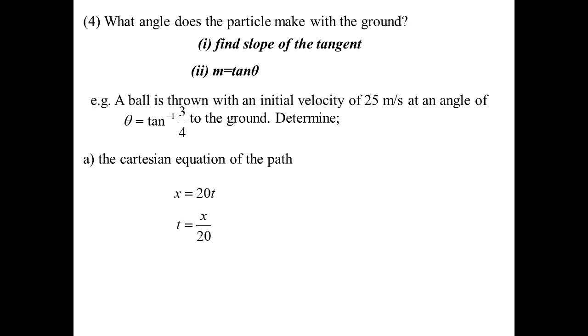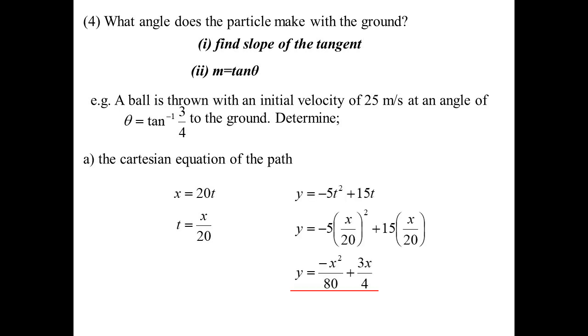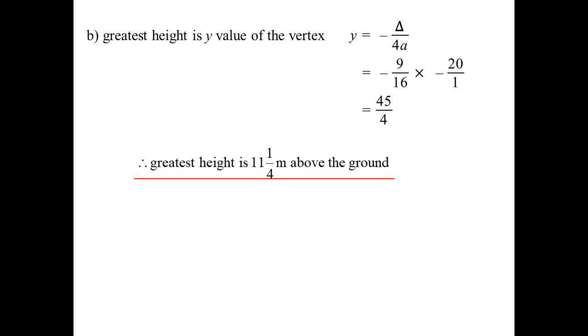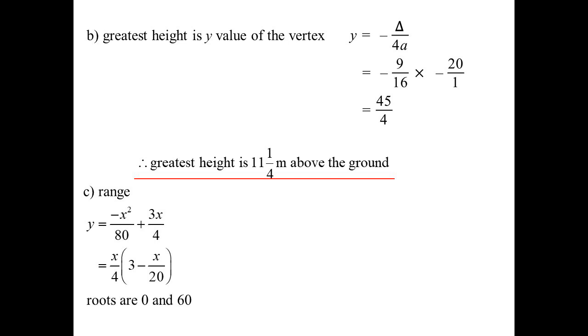We came up with x was 20t, so we'll make that t is x on 20, and we'll sub that into y, so the equation of the parabola is y equals minus x squared on 80 plus 3x on 4. So what is the greatest height then? Let's go and solve the problems from yesterday. Greatest height is the y value of the vertex, minus the discriminant on 4a, bang. 45 on 4 comes out a lot quicker. Range, well, that's going to be the solutions to the equation. So if we solve this little quadratic, we get that either x is 0 or 60. Well, we know it started at 0, so the range must be 60.